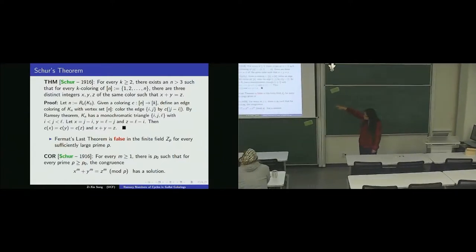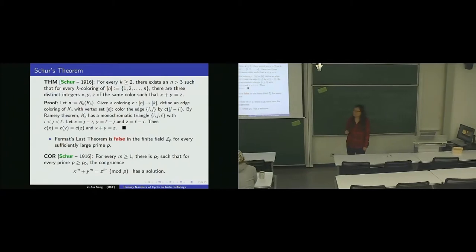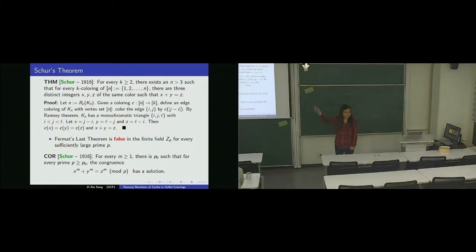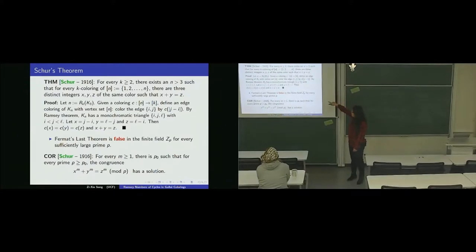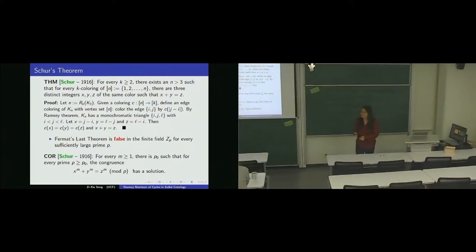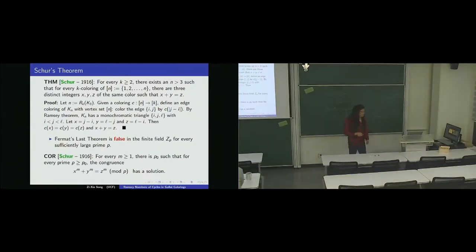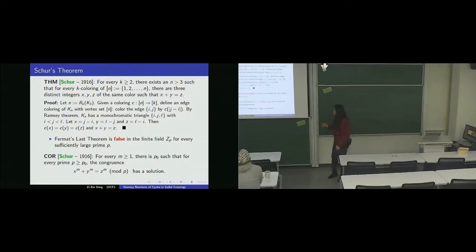This one was used to show that Fermat's last theorem is false if you are leaving the sufficiently large prime, the finite field Zp here when p is a large prime number. Okay, you can prove this one would have a solution. Okay, I'll come back to this exam later.